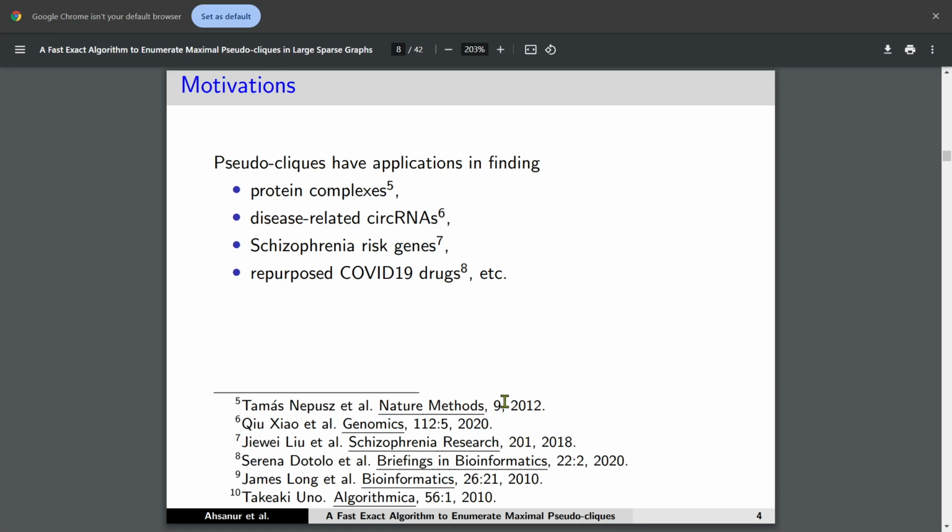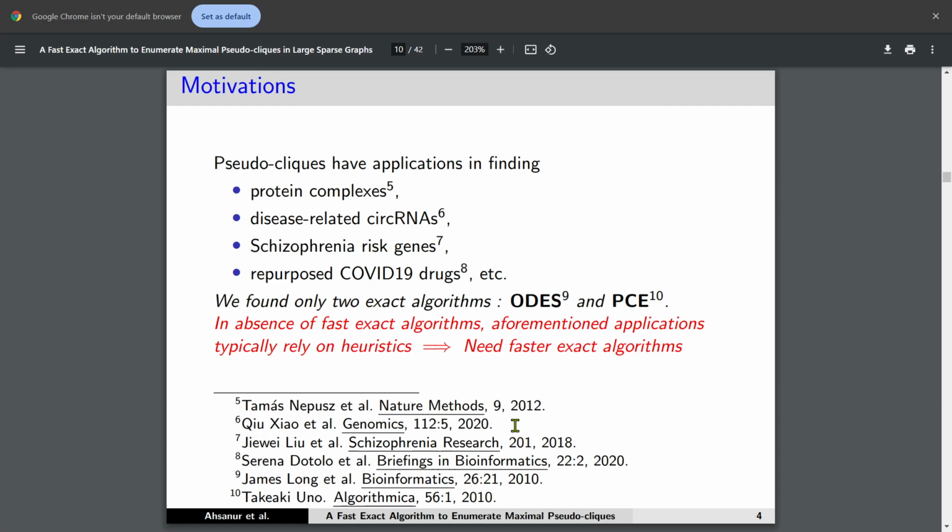Now, why do we bother about pseudo-cliques? Because they have applications in finding protein complexes, co-regulated proteins, disease-related RNAs and genes, etc. Despite so many applications, there is little research on pseudo-cliques. Specifically, only two exact algorithms are described in the literature for listing pseudo-cliques, namely PCA and HOLTS. In the absence of fast exact algorithms, the aforementioned applications typically rely on heuristics, which indicates the necessity to develop faster exact algorithms for pseudo-clique mining, which is the goal of this work.